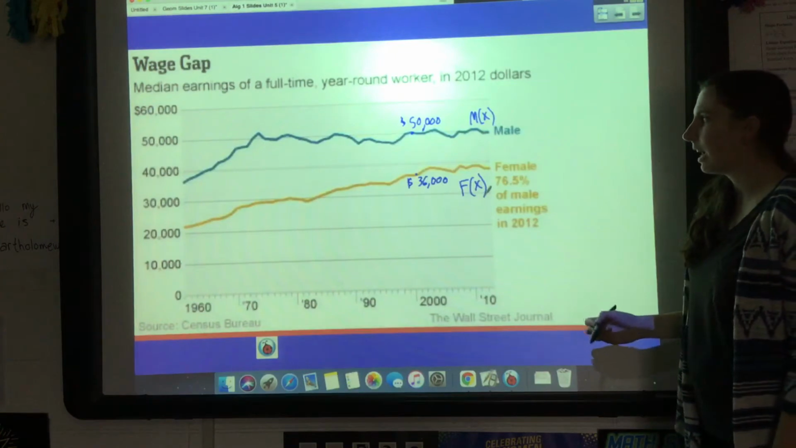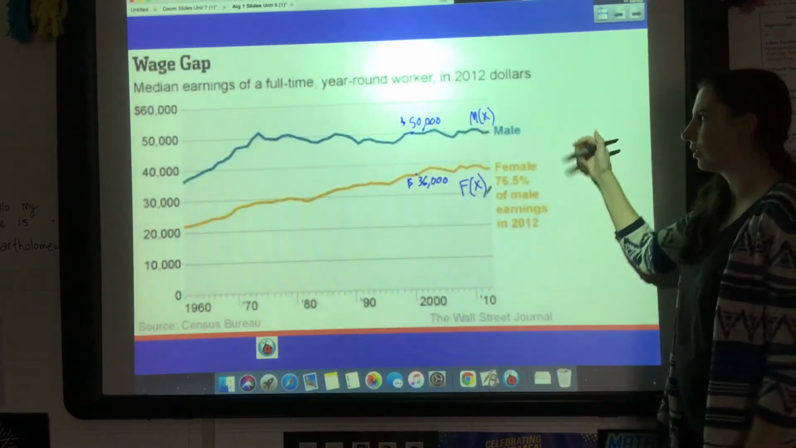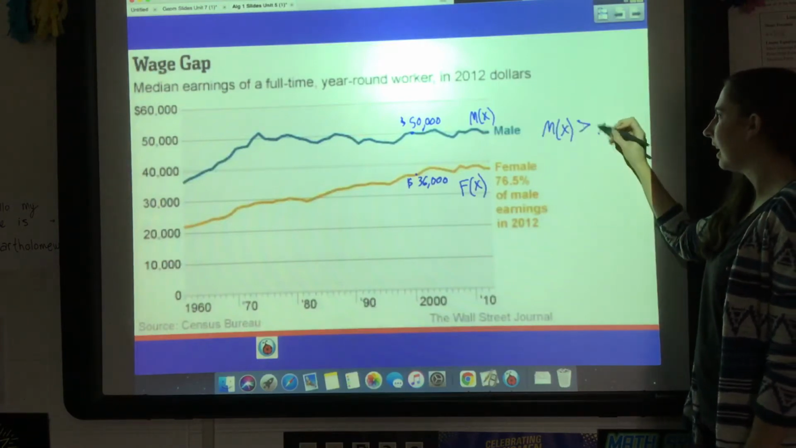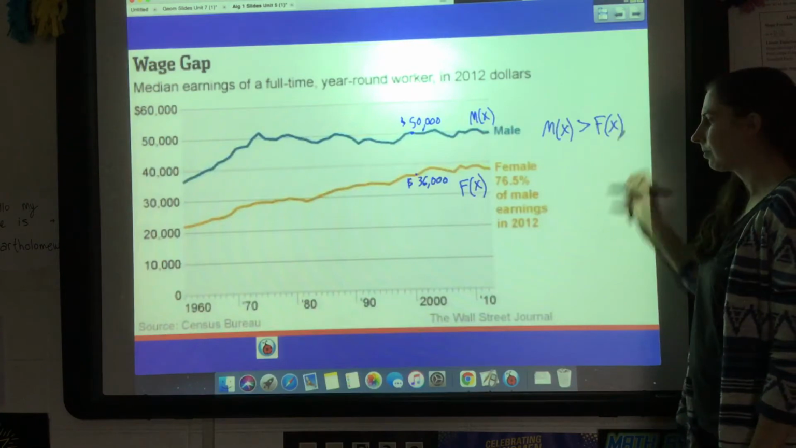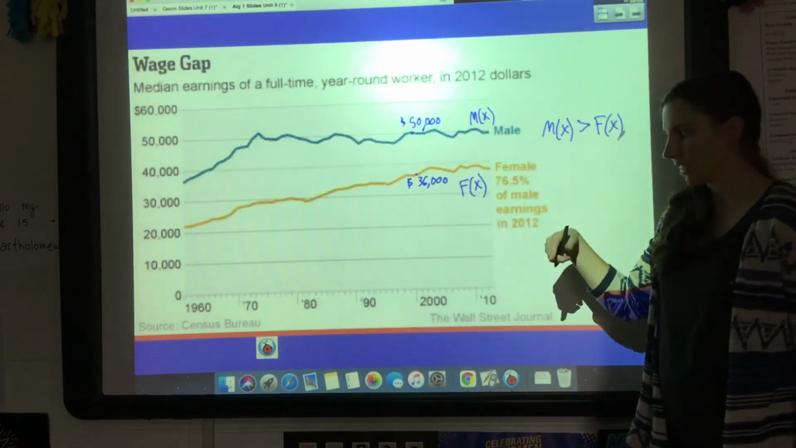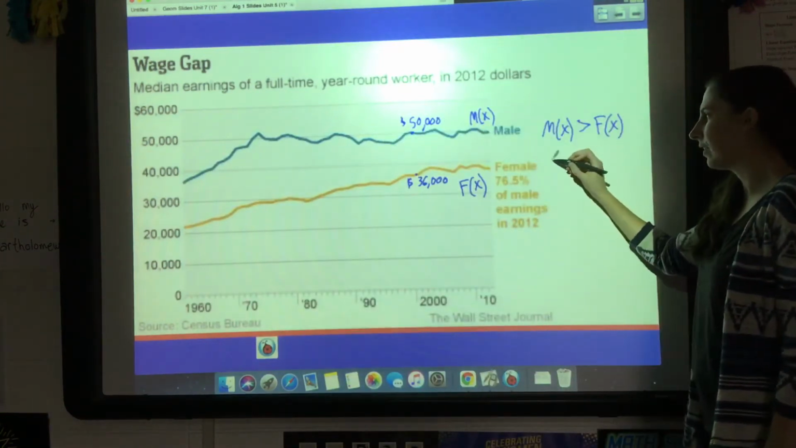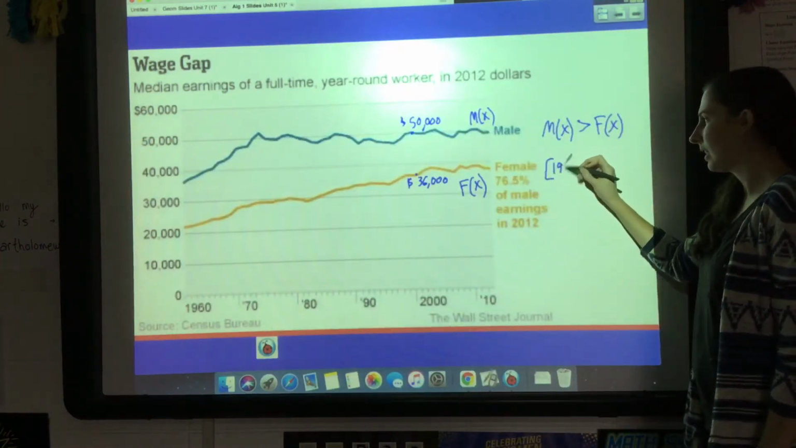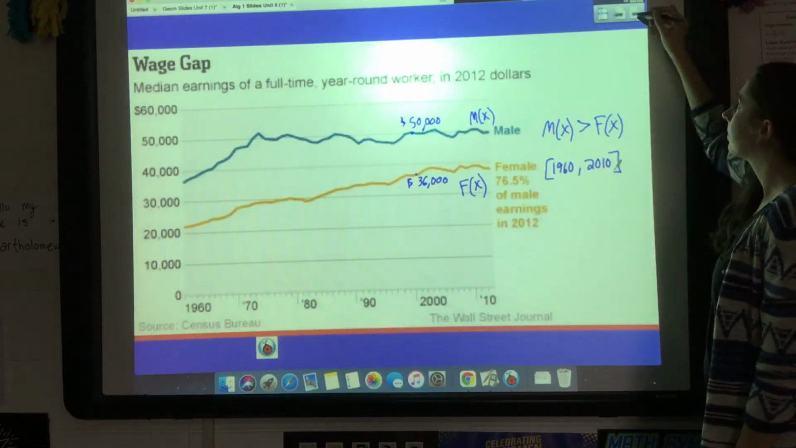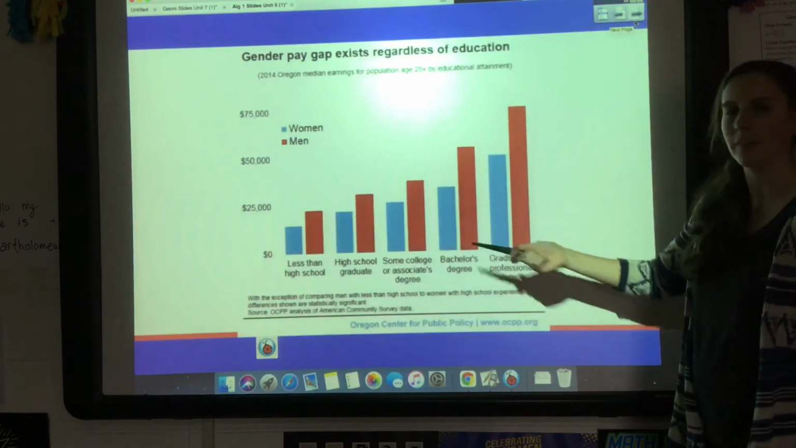If I wanted to compare those, you'll notice that the male function is always greater than the female function, and so I would say m of x is greater than f of x, and that exists for the entire period on this graph anyway, so from the 60s to 2010. So if I wanted to give it a domain, I could say from 1960 to 2010. Here's another representation of that, by the way, if you're interested, of the wage gap.